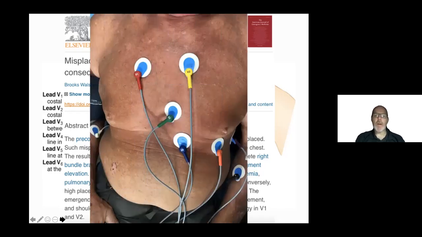This is an example of what not to do. And this was a picture that was texted to me at about 2 o'clock in the morning from one of our crews. This was on the scene, and this was a newer medic. And he sent me this text and he said, "Steve, what do you think about my lead placement?" To which my reply is, is this a joke?